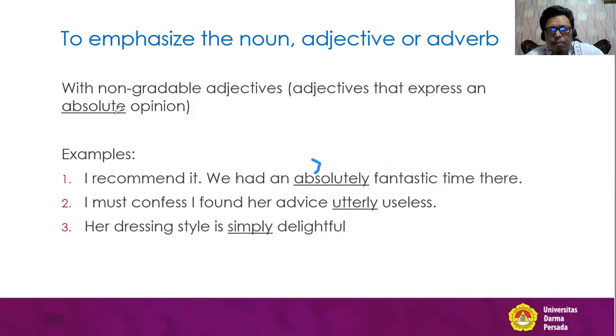Absolutely here means absolute, exactly, something I trust 100%. We continue. I must confess, I found her advice utterly useless. Utterly useless. Everybody, we have utterly, this is an adjective, and then this utterly modifies useless, and useless is an adjective, so adjective modifies adjective. And then the meaning of utterly means absolute, exactly, precisely, something like that.